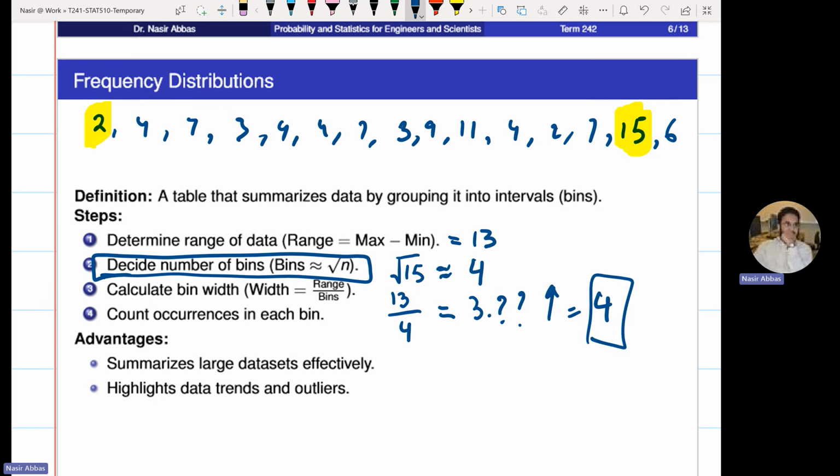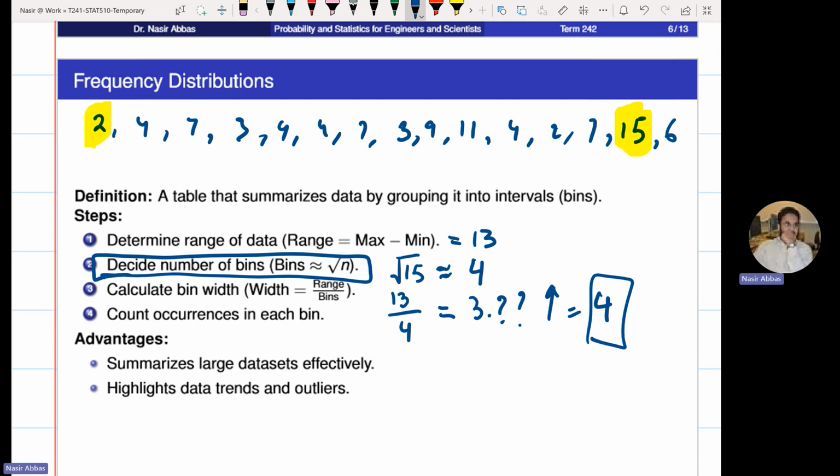Let's start making the bins. If we give you the number of bins, just take that number. Let's say the question says make a frequency distribution with 4 bins, then you take 4 bins. No, n is not the notation for the number of bins. N is the notation for the number of values in the data, not the number of bins.